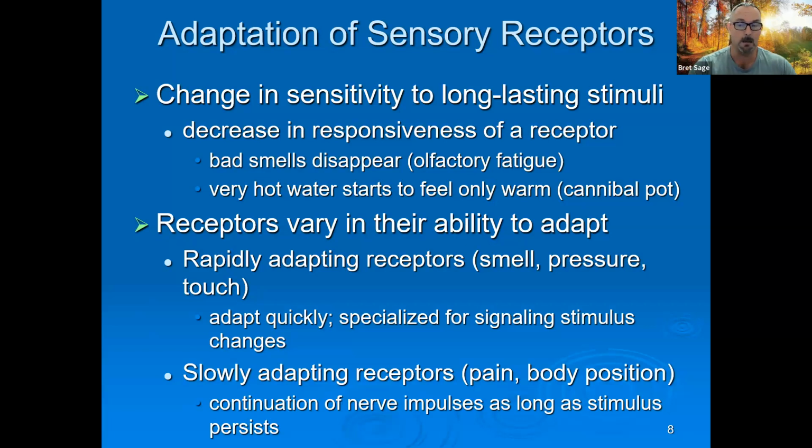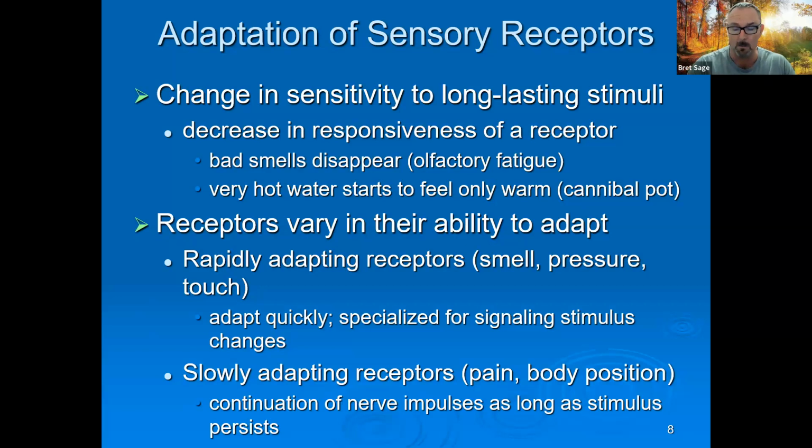We also have the phenomenon where we only notice changes in temperature and not overall temperature. And that's how sometimes people die in hot tubs, because they become adapted to the temperature of the water. And if it goes too high, it causes the equivalent of a fever. Your body temperature rises too much and you pass out and you drown in the hot tub.